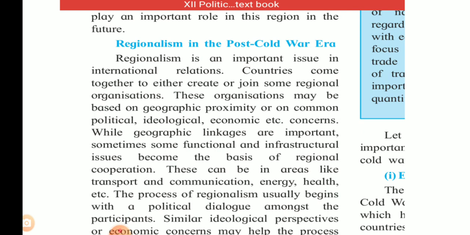These organizations may be based on geographic proximity or on common political, ideological, economic, etc. concerns.